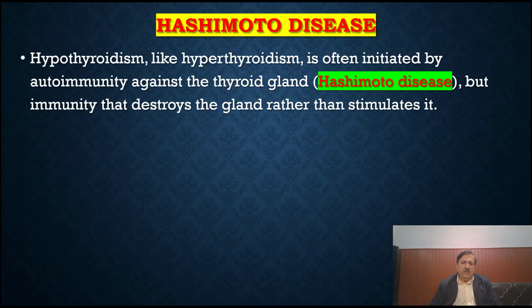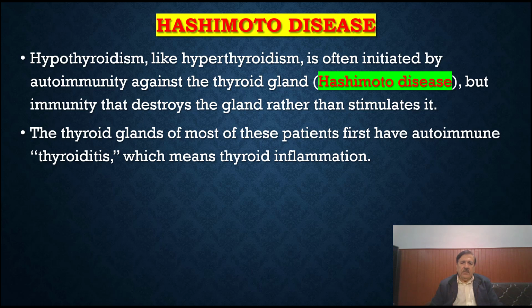Hashimoto disease. Hypothyroidism, like hyperthyroidism, is often initiated by autoimmunity against the thyroid gland, which is called Hashimoto disease, but it is immunity that destroys the gland rather than stimulates it. In hypothyroidism, the thyroid cells are destroyed, while in hyperthyroidism, the thyroid cells are stimulated to produce thyroid hormone.